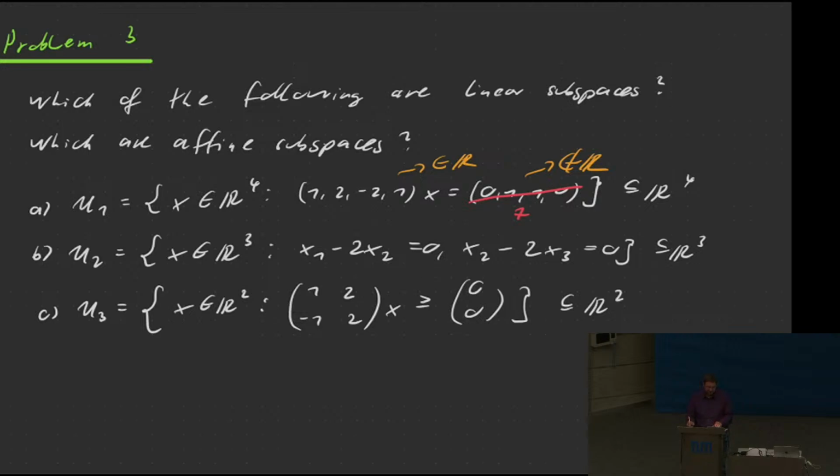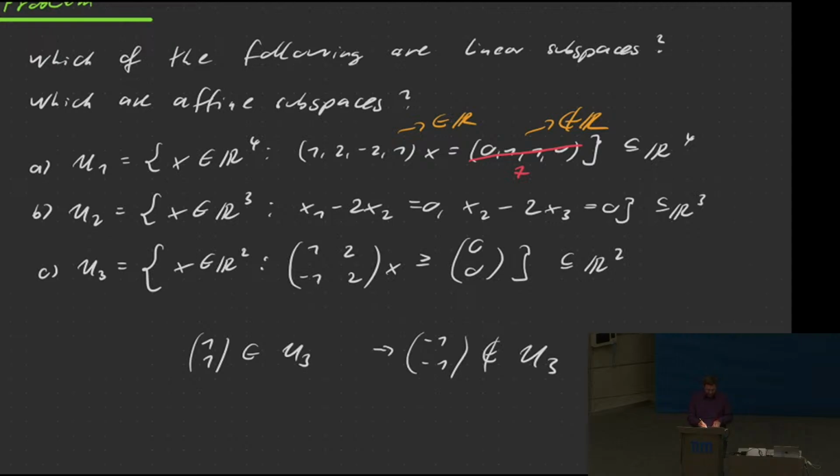One simple argument is to try to find a counterexample. For example, you could say that the point (1, 1) is contained in U3, that fulfills those 2 inequalities, but the point (-1, -1) is not. And of course, for a linear subspace, the negative point would have to be in the space as well. And to settle the question of affine subspaces, the origin is contained in U3. So if it's an affine subspace, it must also be a linear subspace. And it's not, so it can't be an affine subspace either.